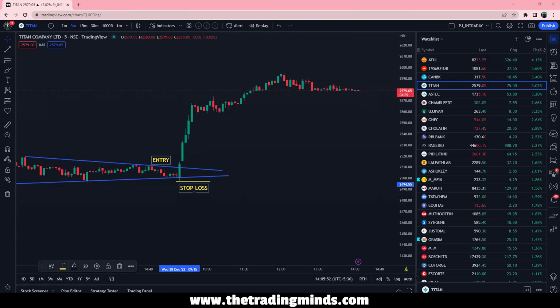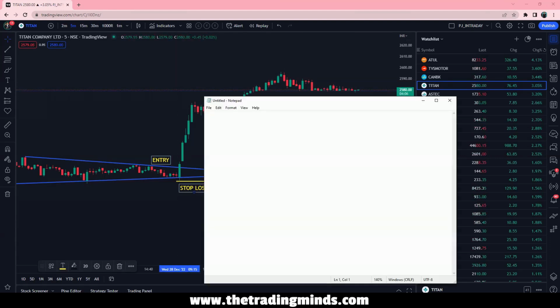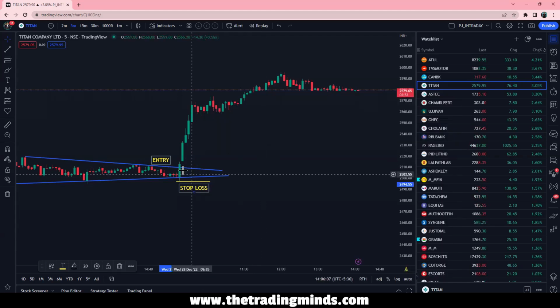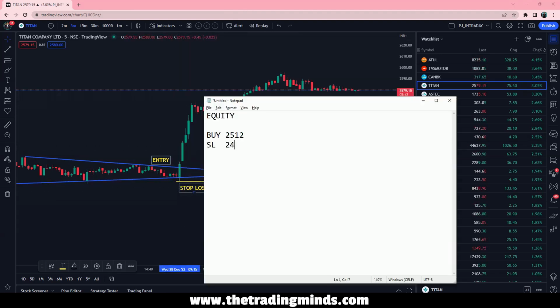So if I write it down for you, here, equity. Where will you trade? 2,512 is my buy price. So I will buy at 2,512. And what is my stop loss? Where will I keep my stop loss here? According to this candle, the breakout candle low will be my stop loss. So it is 2,498, right? So I will write down 2,497. I'll give one more point buffer. So 2,497 is my stop loss and 2,512 is my buy price. So this is very straightforward, which is equity.